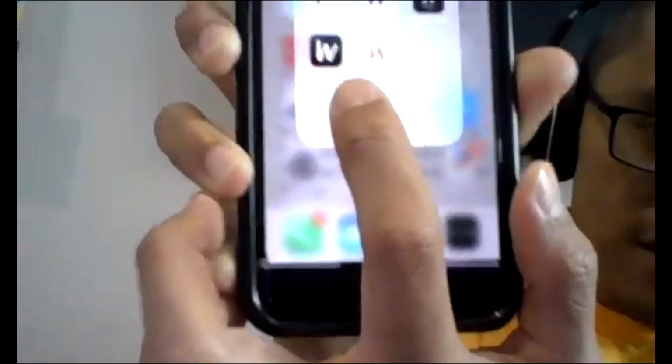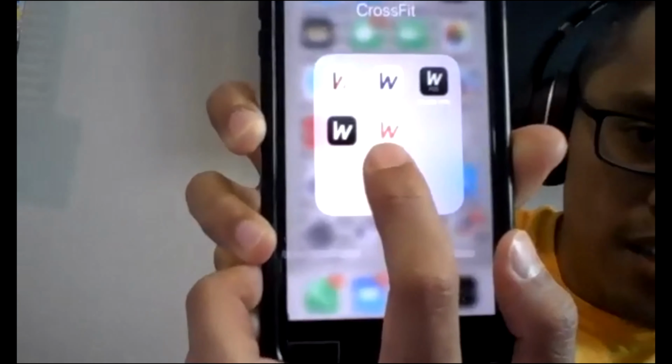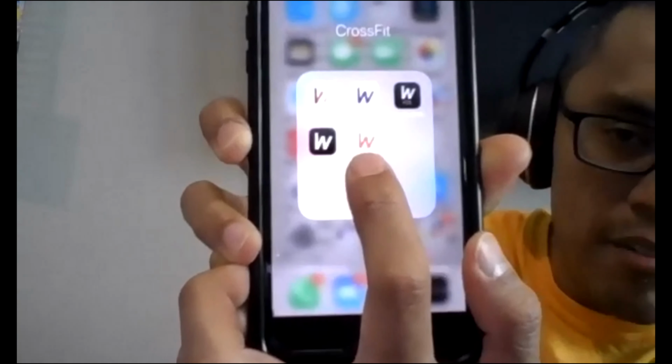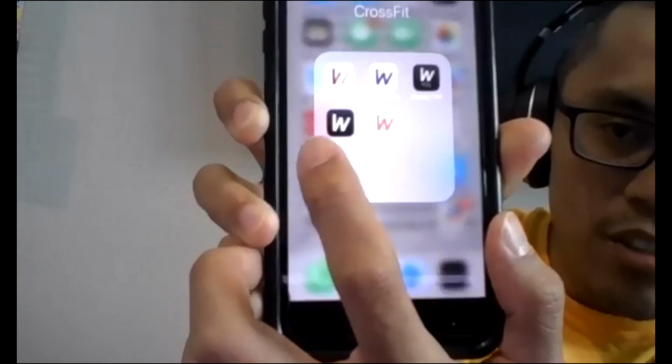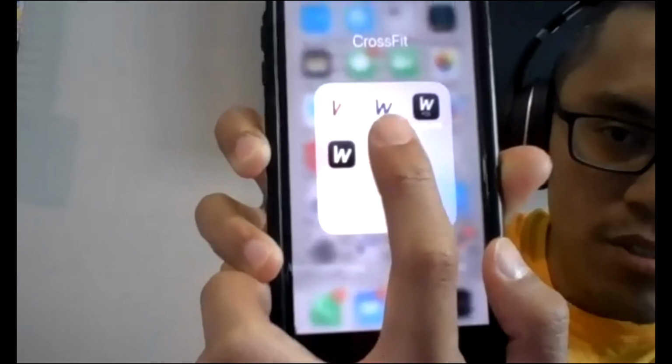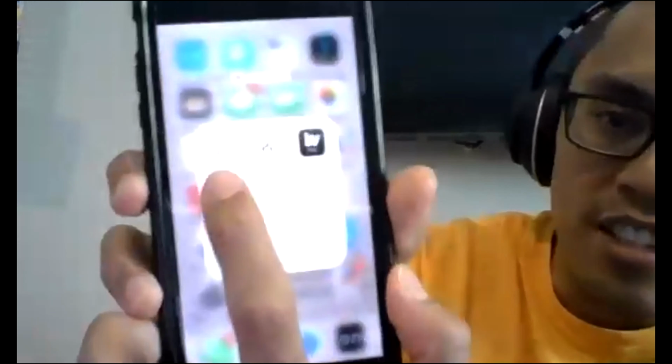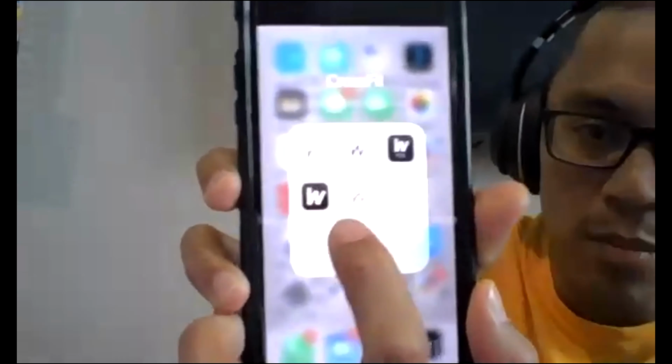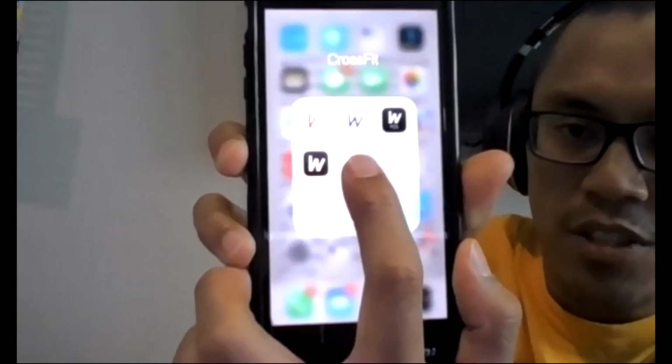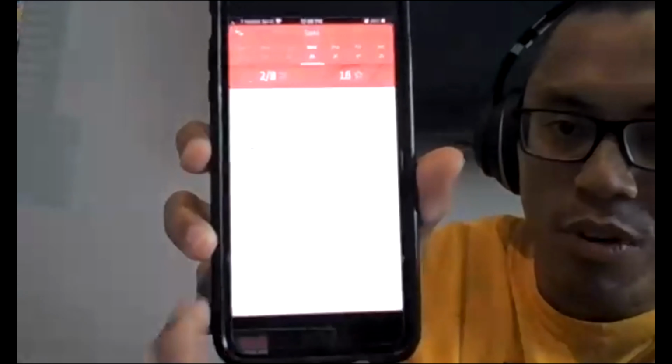Let's see if I can get this clearer. There's this red app, a white background with a red W. I know normally you use this one for the gym, but we are specifically using this Wodify Rise app for the challenge.